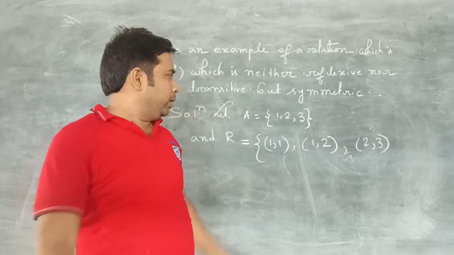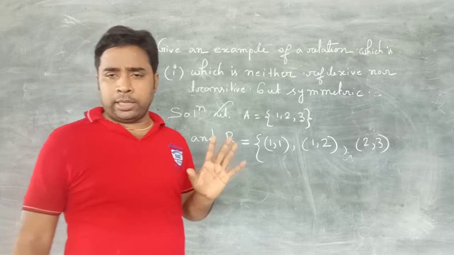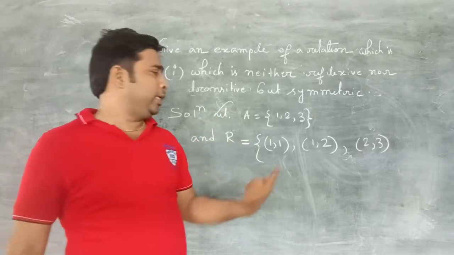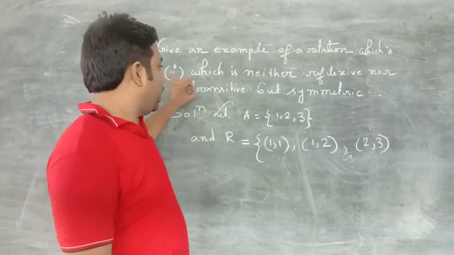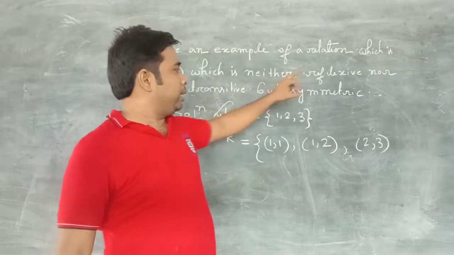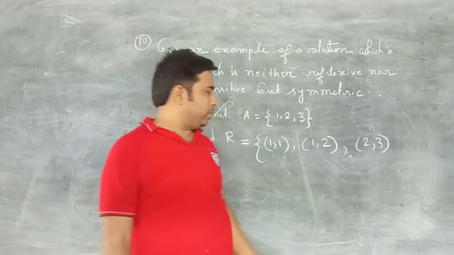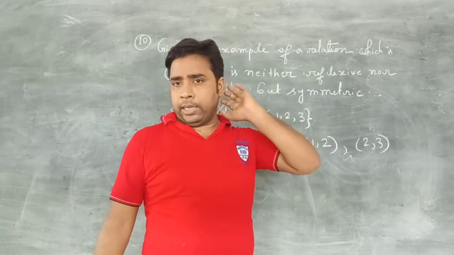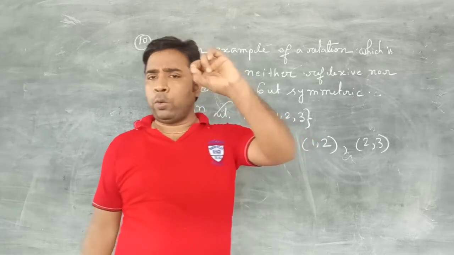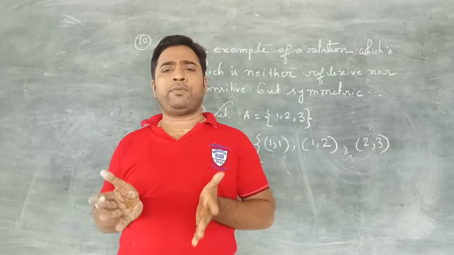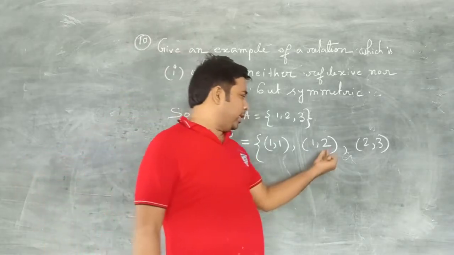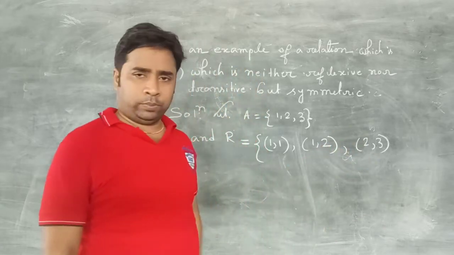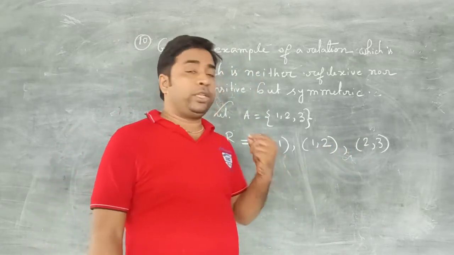Let us come to the point. It should not be reflexive. The doublet of 1 is (1, 1), it is here. The doublet of 2 is (2, 2), it is not here. That means it is not reflexive. So I have made it neither reflexive nor transitive. What is the definition of transitive? If we take two pairs, the second element of the first pair and the first element of the second pair should be the same. Here they are the same. If we cancel this 2, what will be left? (1, 3) is not here, so it is not transitive.